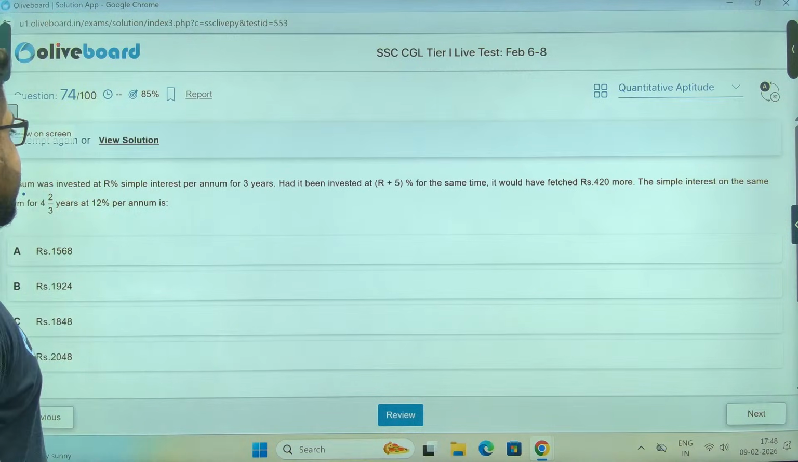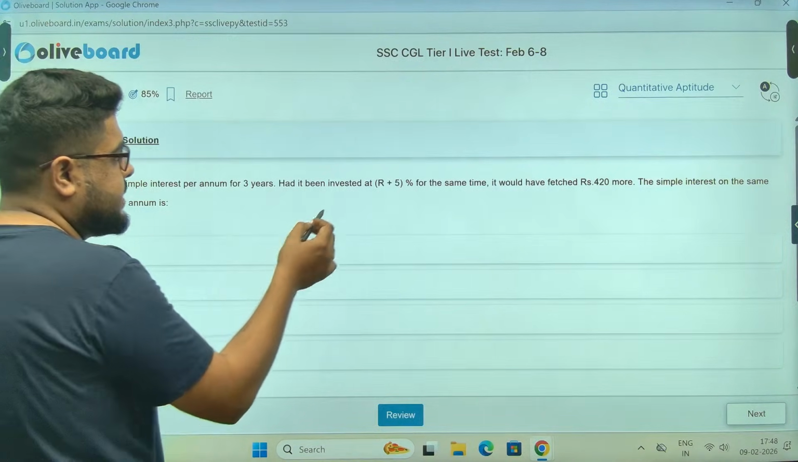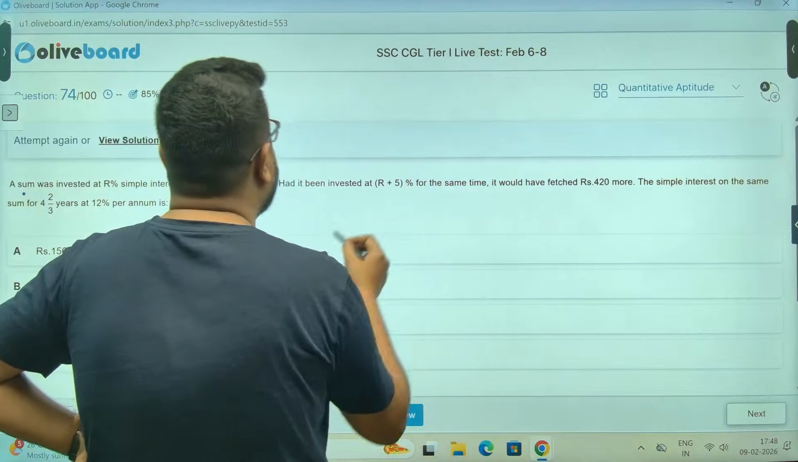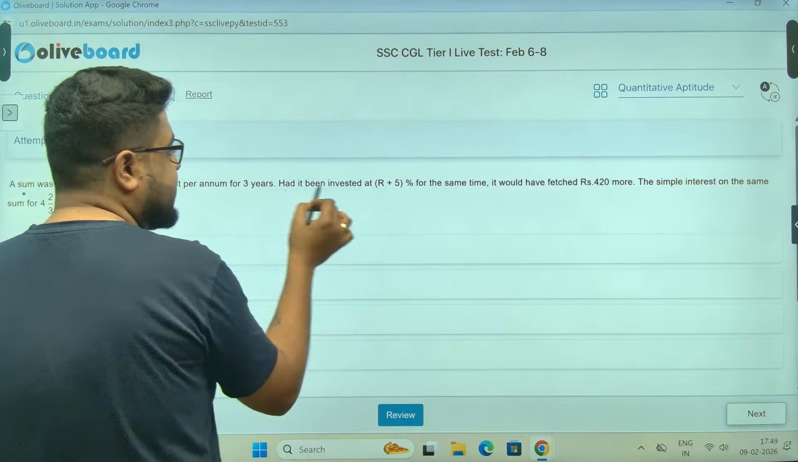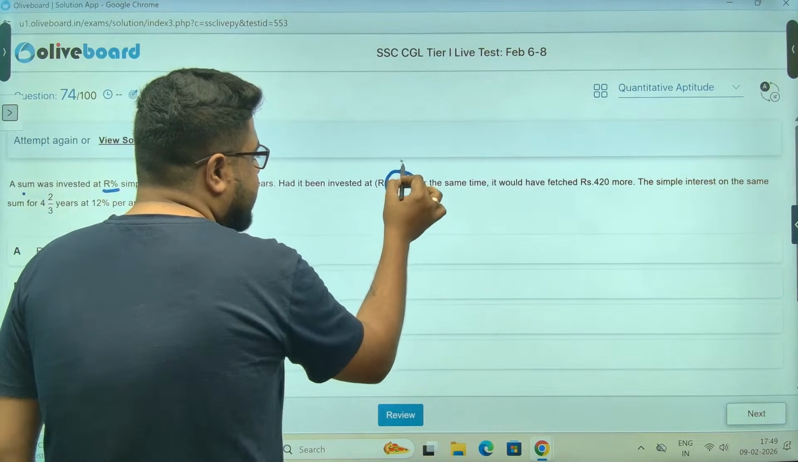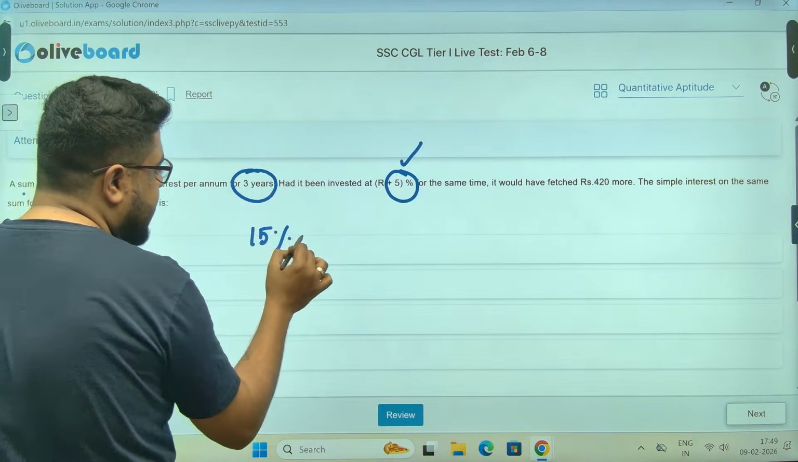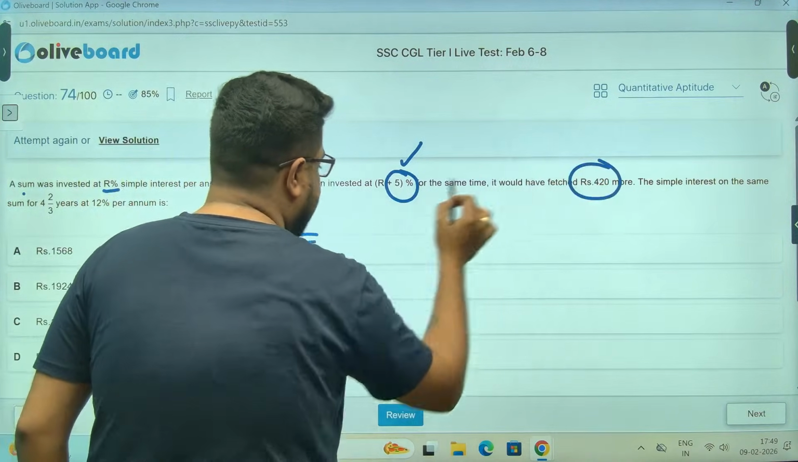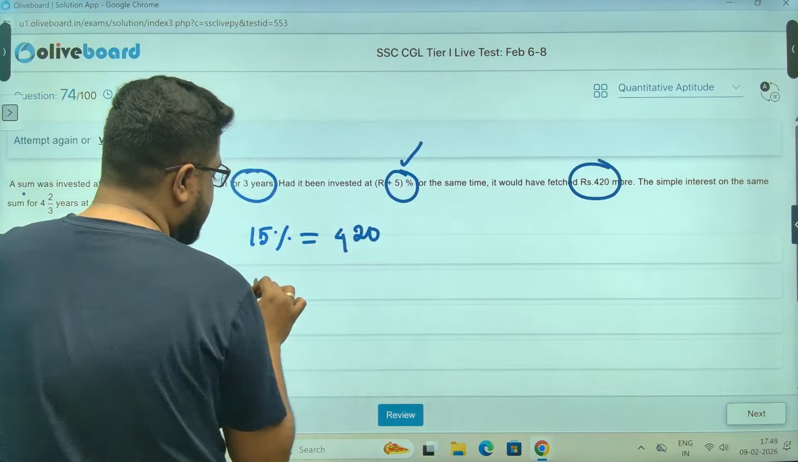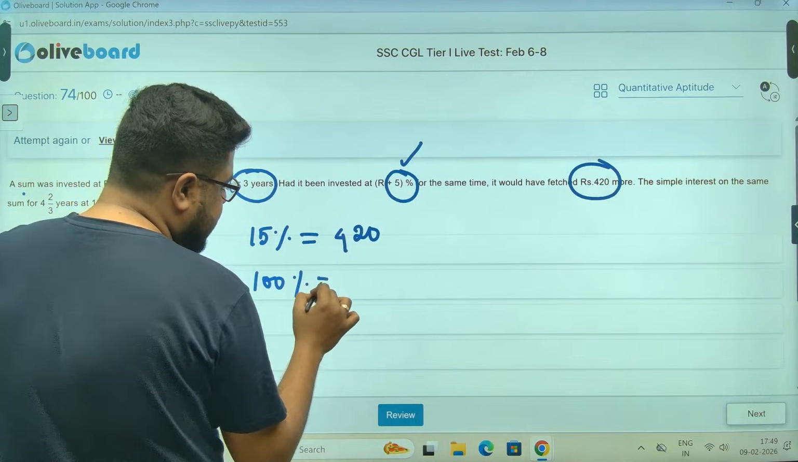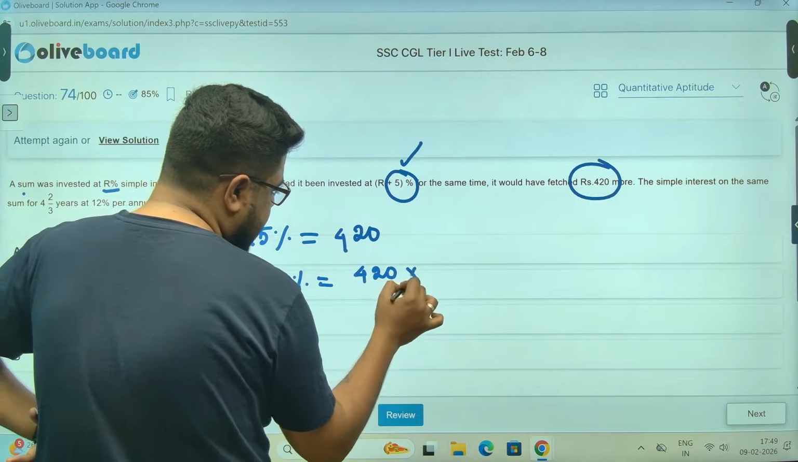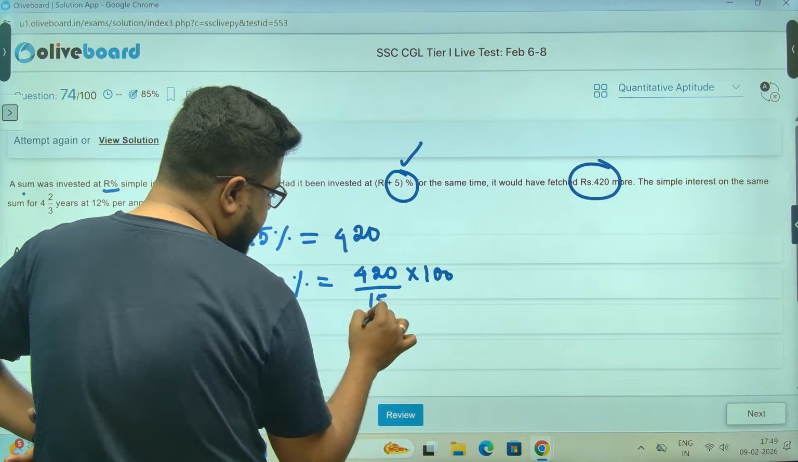Achha, a sum invested at R% simple interest for 3 years, versus R plus 5 for the same amount. So 5% per annum extra for 3 years, meaning a total 15% extra, which would have fetched 420 rupees more. So principal is 100%. It will be 420 into 100 by 15, sir.